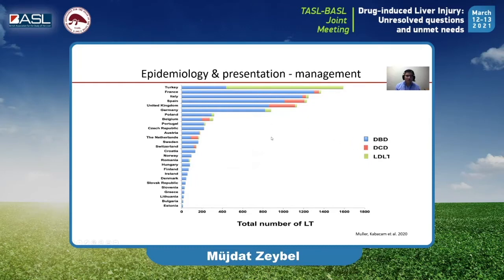So the data that I'm showing may underrepresent or overrepresent drug-induced liver injury as a cause of acute liver failure, because we have easier access to liver transplant compared to our European and UK colleagues.